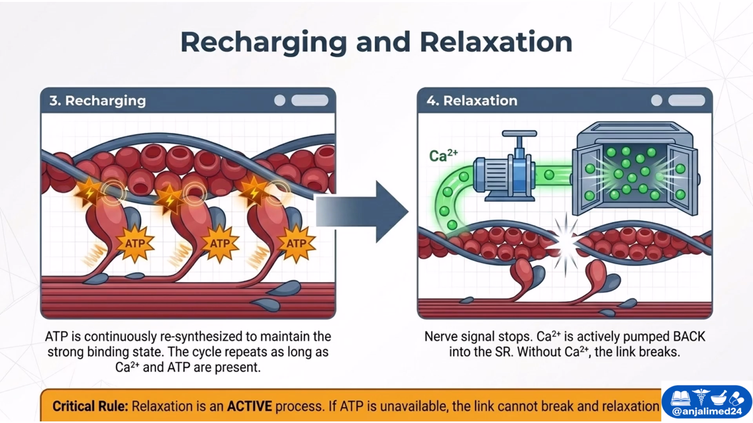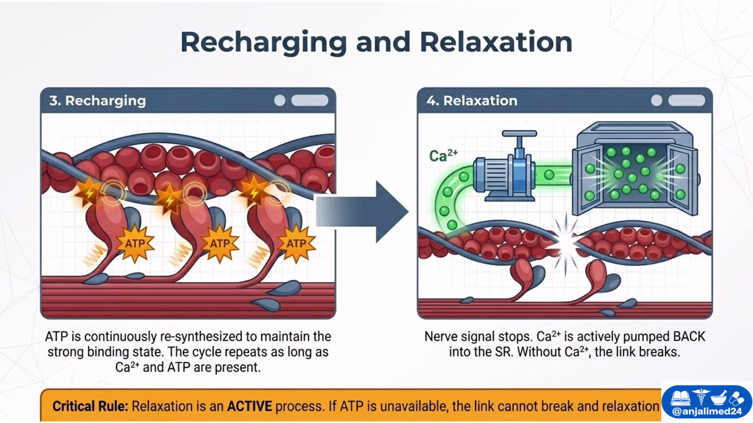During sustained contraction, the cross-bridge cycle repeats continuously. Myosin heads repeatedly attach to the actin, perform the power stroke, detach and reattach again. For this repetitive cycle to continue, ATP must be constantly regenerated. Notice the ATP symbol shown beneath each myosin head. Each cycle requires fresh ATP.